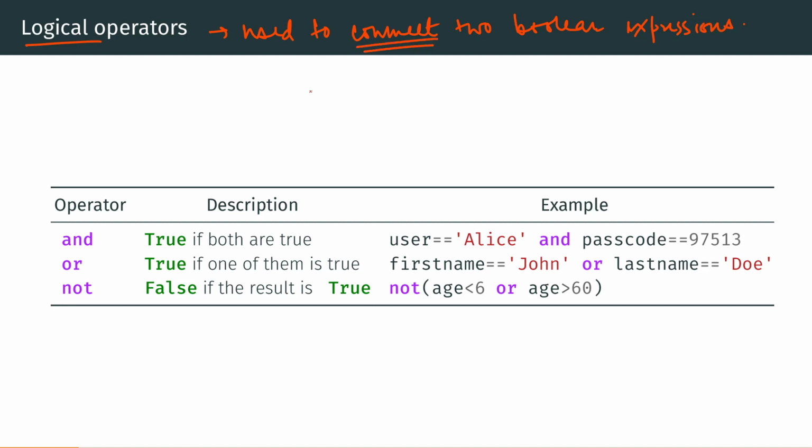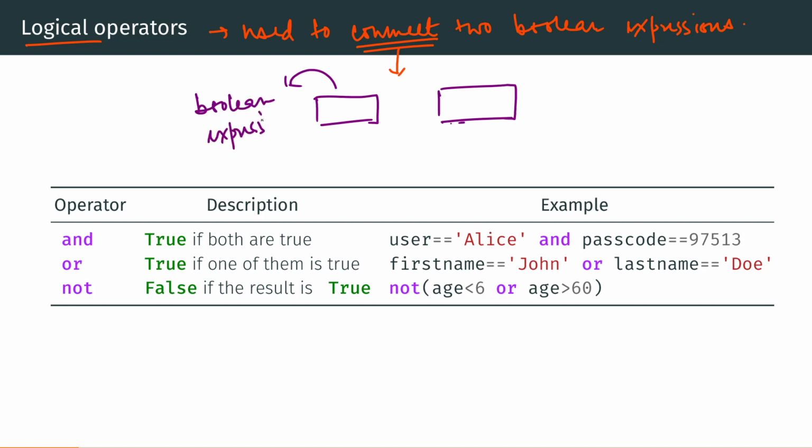Normally what you have is one expression on the left and another on the right. This is a Boolean expression. This is also a Boolean expression. And then in the middle you have the logical operator.